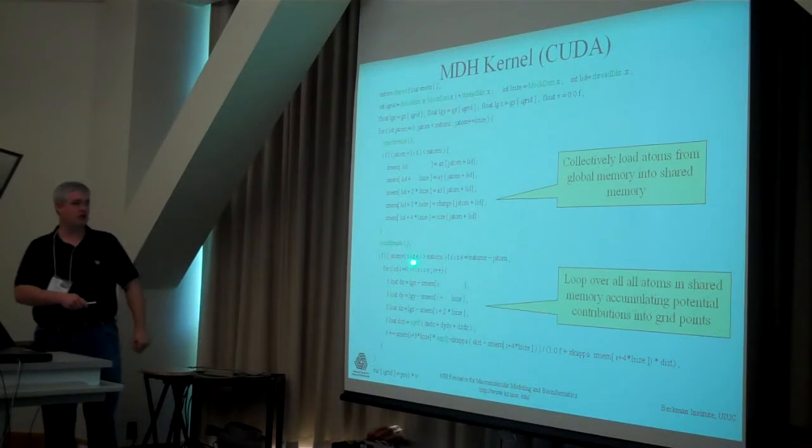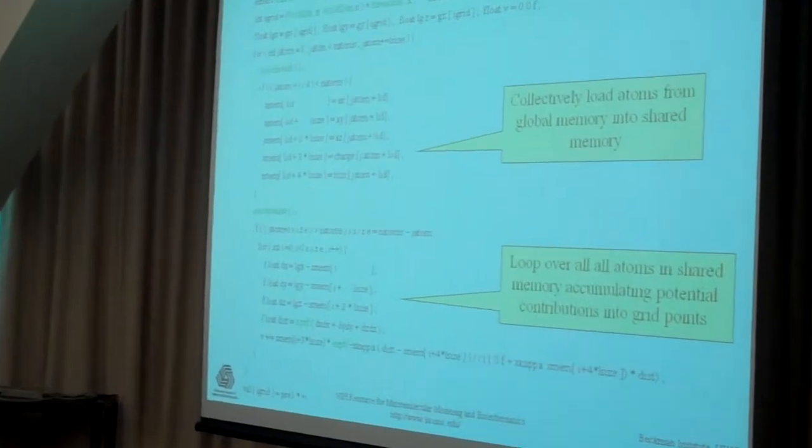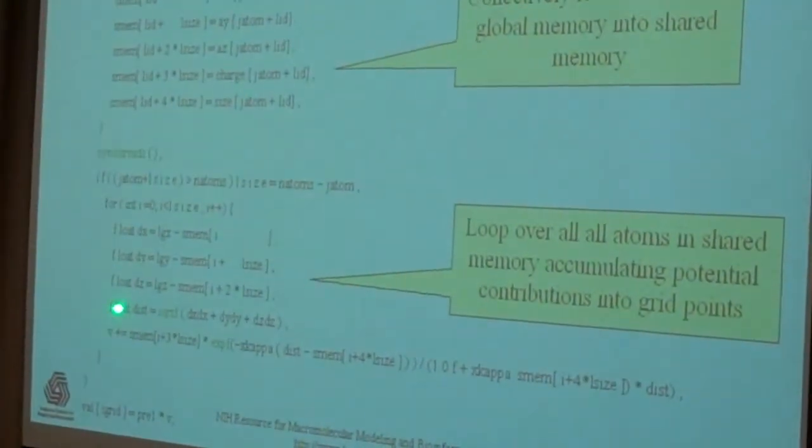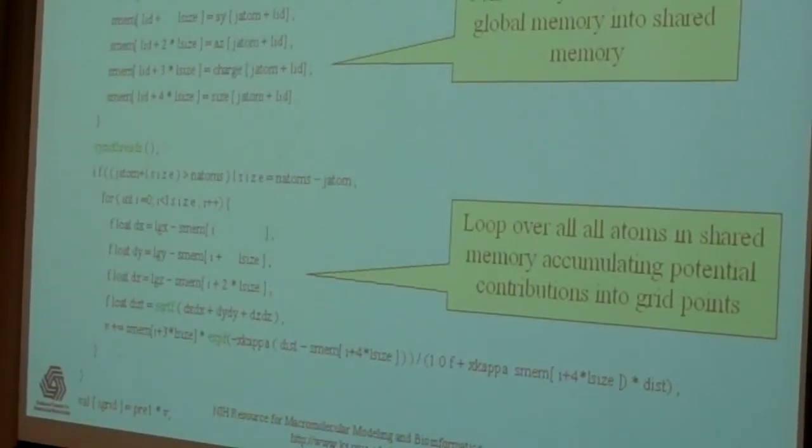And so using the shared memory is very simple. We just basically loop over all the atoms in shared memory and accumulate this potential. And you can see that the equation for that potential is far more complicated than just the charge times reciprocal square root of the distance. In this case, we have a lot more arithmetic involved. And what that means is, with a kernel like this, we don't have to try anywhere near as hard to eliminate memory references and things like this.